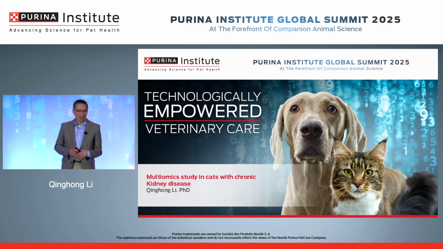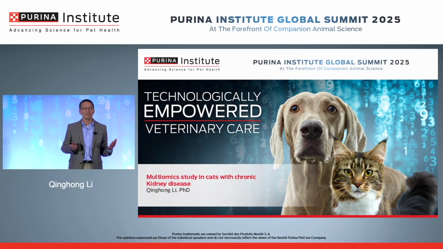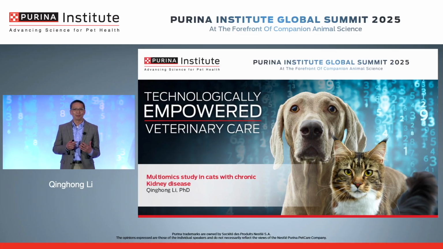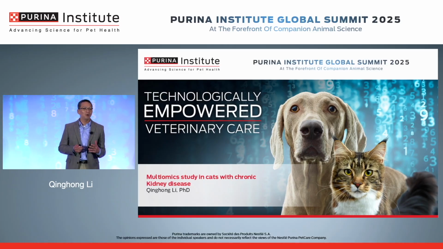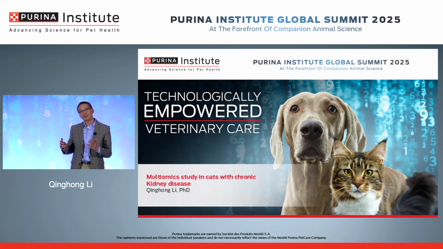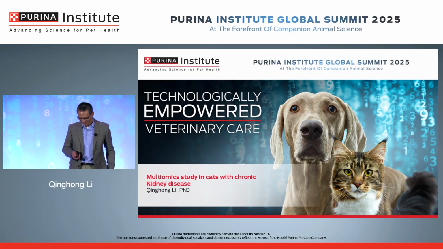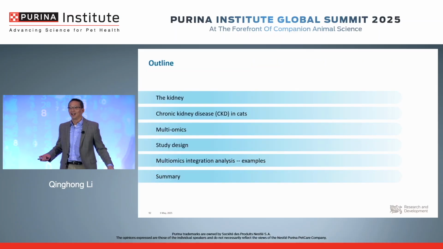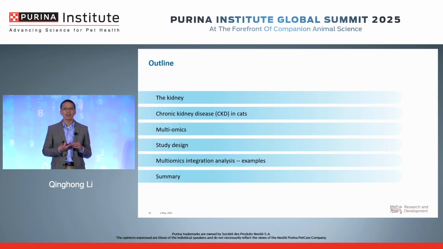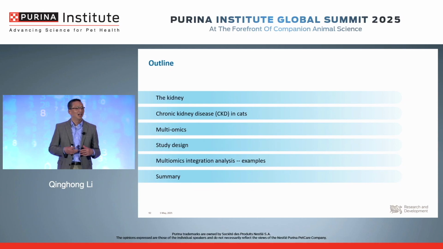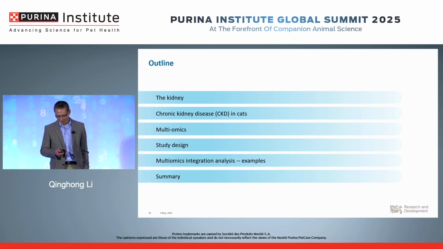I would like to continue the lines of discussion and applications in multi-omics, but we'll shift that focus to cats in chronic kidney disease. I will just give you a very brief background about the kidney and chronic kidney disease in cats, and then we'll dive into the study and show you the design and some analyses that we performed.